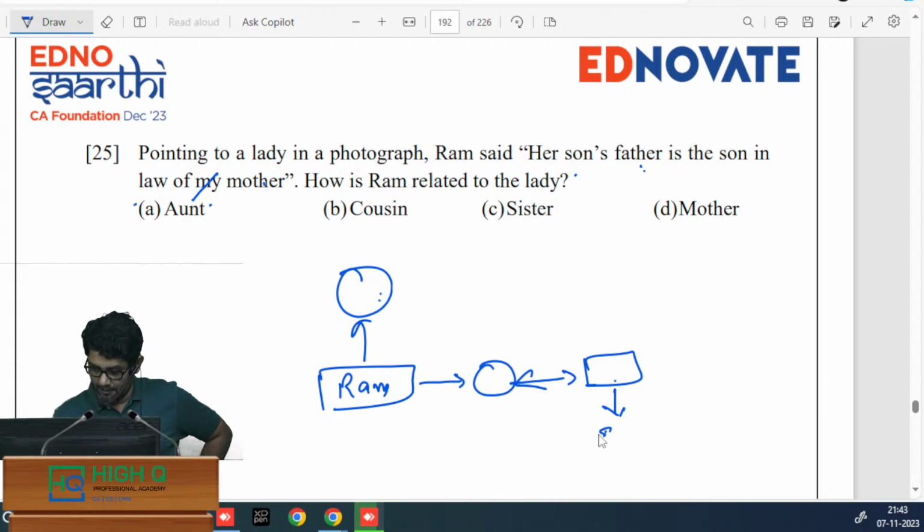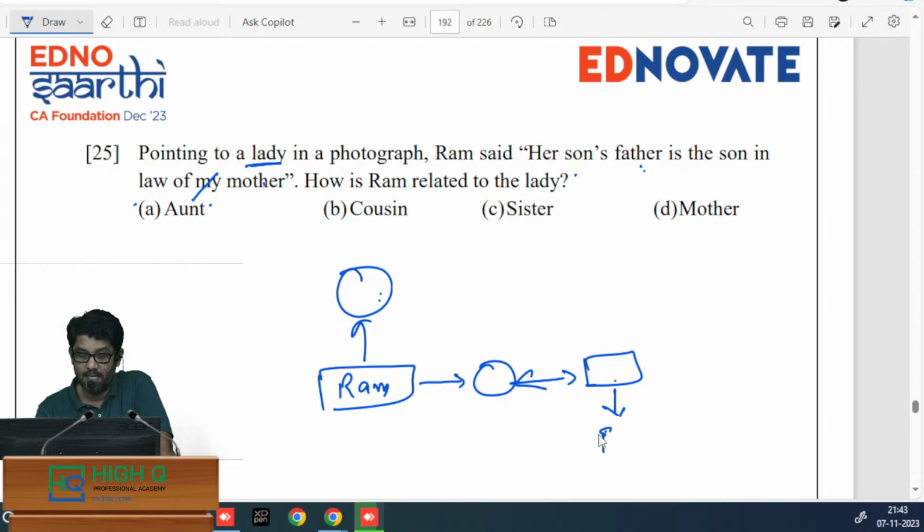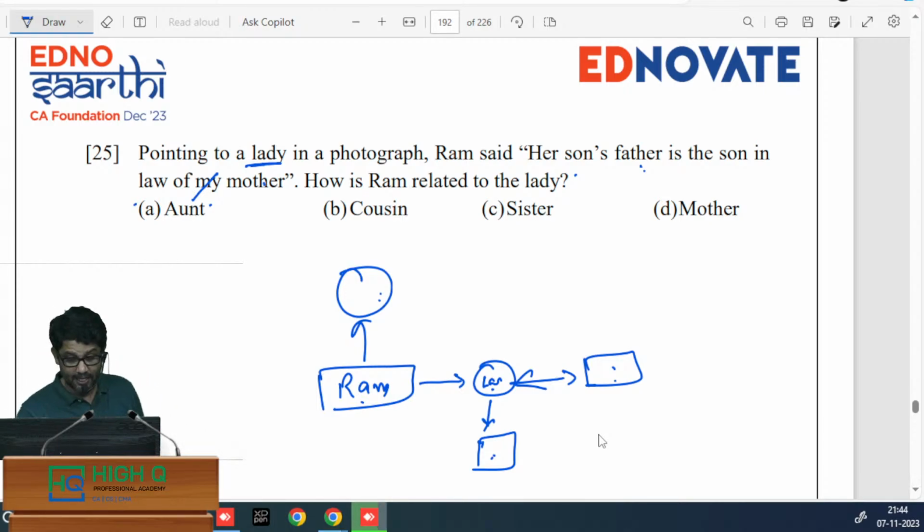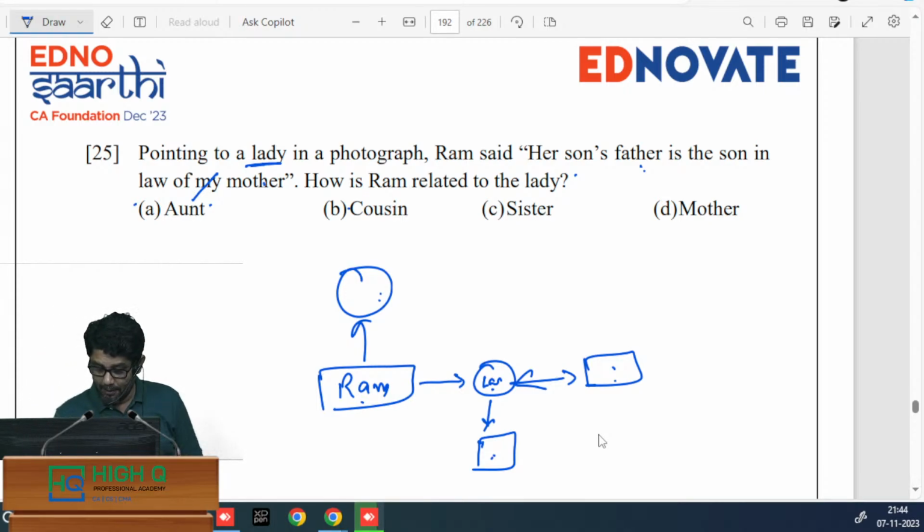Her son's father. Okay. Her son's father is the son-in-law of my mother. Her son's father. We are talking about whom? The lady. That lady's son's father. If I take it as the lady, that lady has a son. The lady's son's father is the son-in-law of my mother. How is Ram related to the lady?